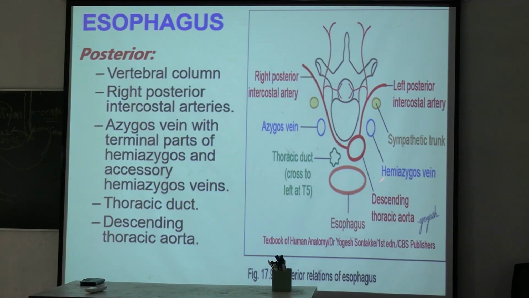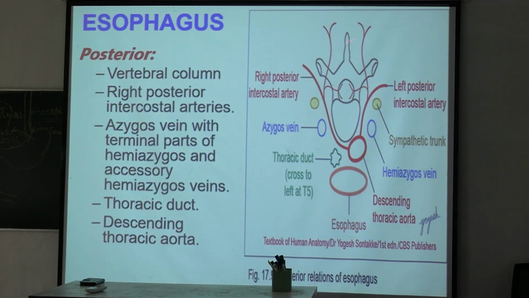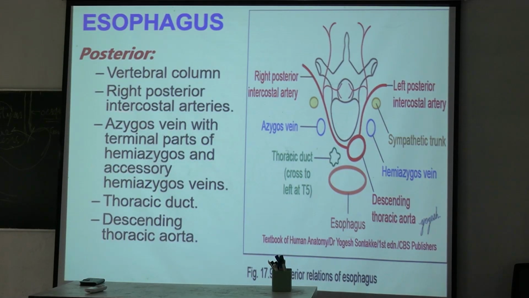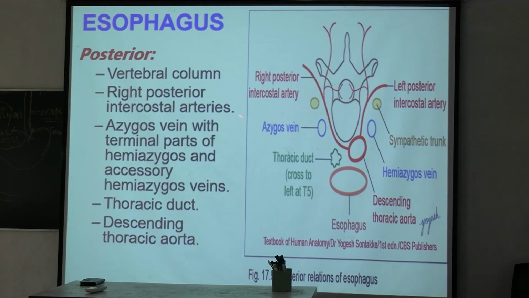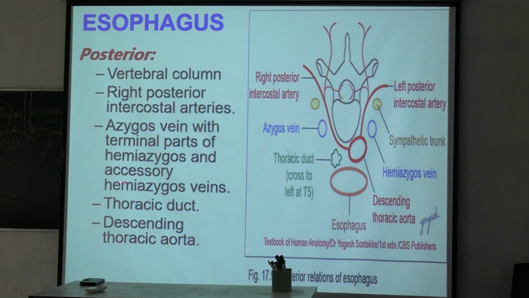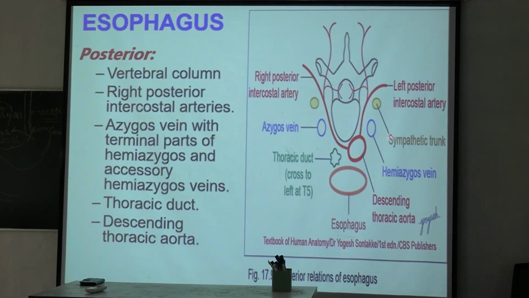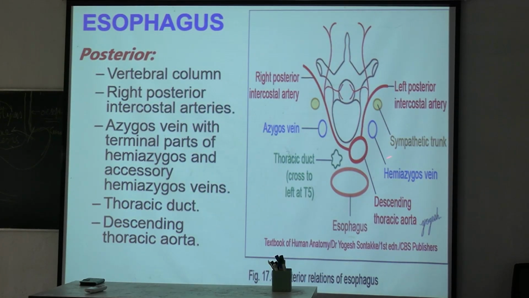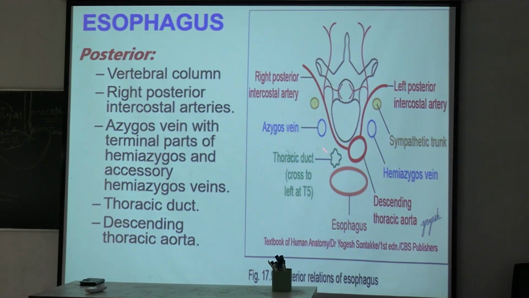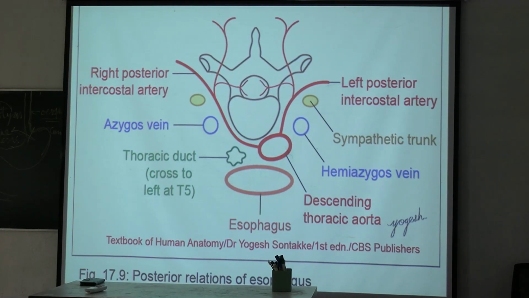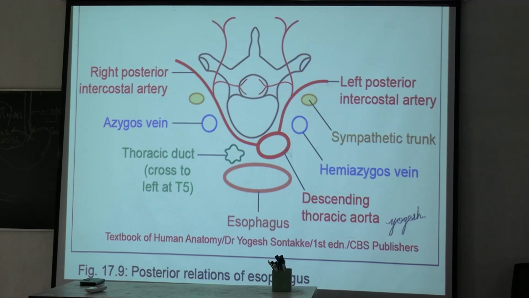Posterior relations. Okay, this is the esophagus. All these structures are lying posterior to the esophagus. There is the vertebral column here. Right posterior intercostal arteries, azygos vein with terminal part of the hemiazygos and accessory hemiazygos veins. This is azygos vein, hemiazygos vein, thoracic duct, and descending thoracic aorta. So all these structures are lying in posterior relation to the thoracic part of the esophagus. This diagram is important. You practice the schematic diagram for this.